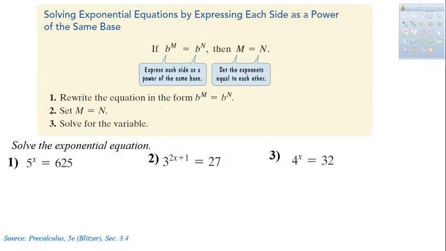Let's try those. So here's how it looks. Steps. Rewrite the two sides of the equation so they have exactly the same base with nothing else hanging on, no coefficients or anything. Set the exponents equal to each other. Solve for the variable. Go ahead and try those three.